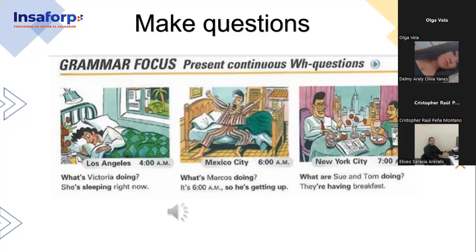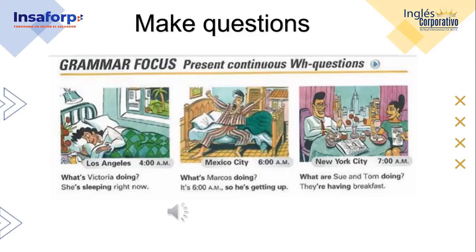Teacher, again, in the Sue y Tom, cuando dice they are having breakfast, ahí dice ellos están tomando un desayuno. Yes, they are having breakfast. Pero having es el del tener. Tener. El verbo tener. Pero ahí no están teniendo, no sería, ellos están comiendo el desayuno. Ah, ok.